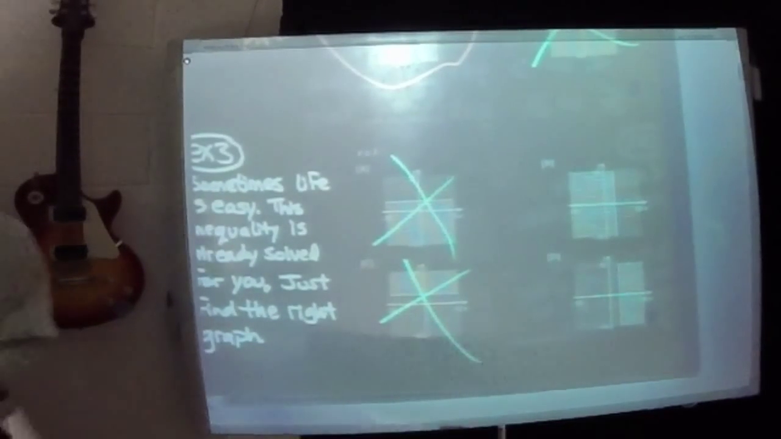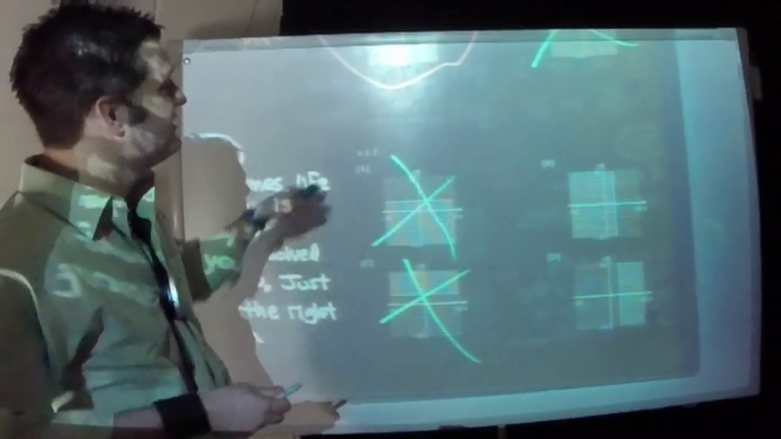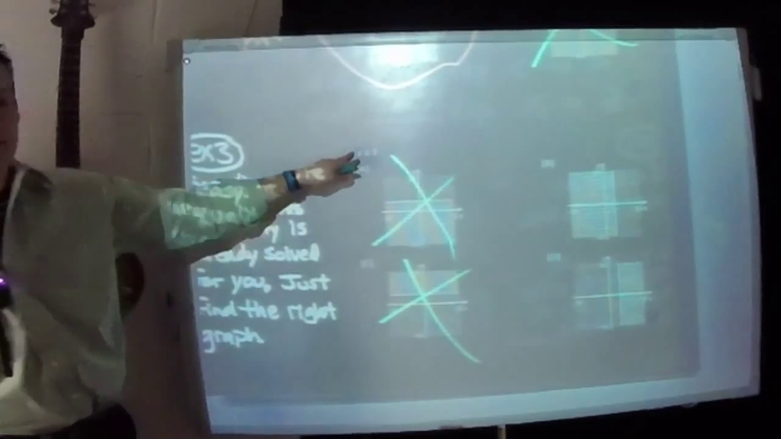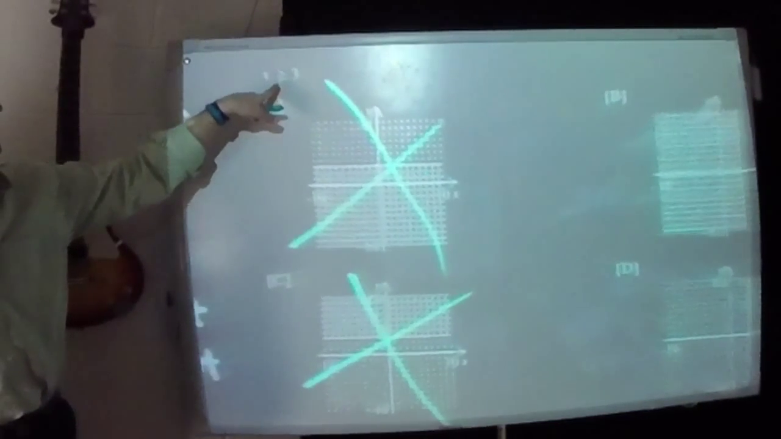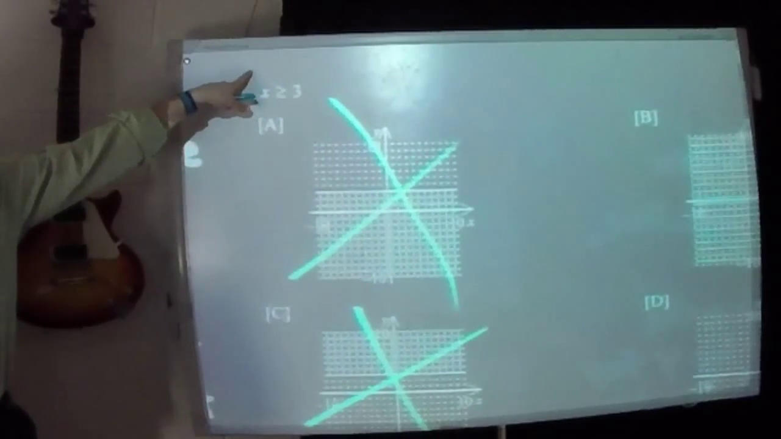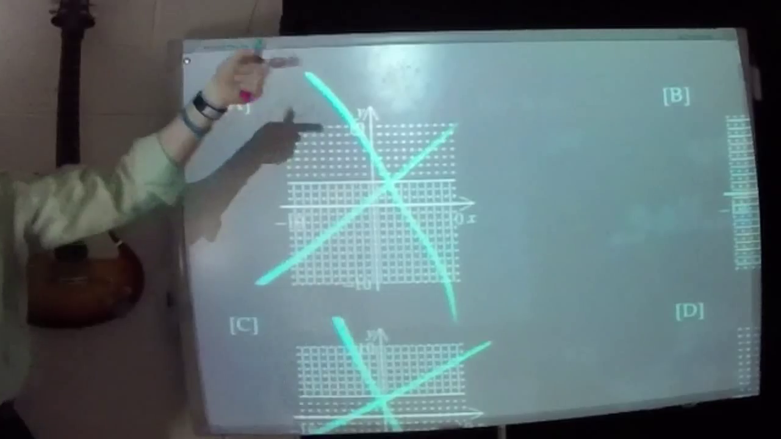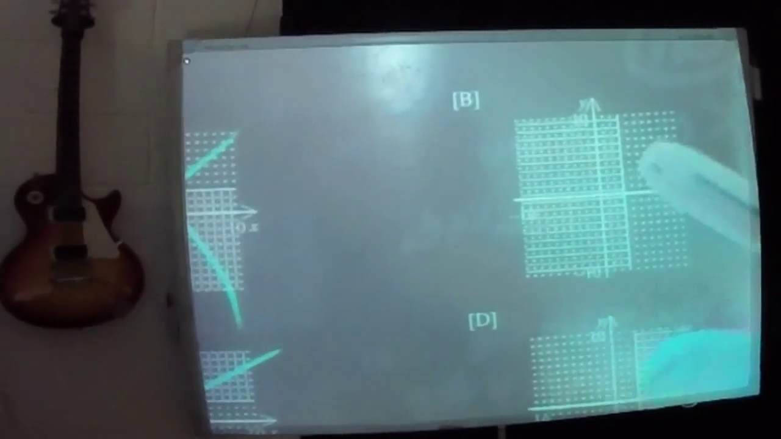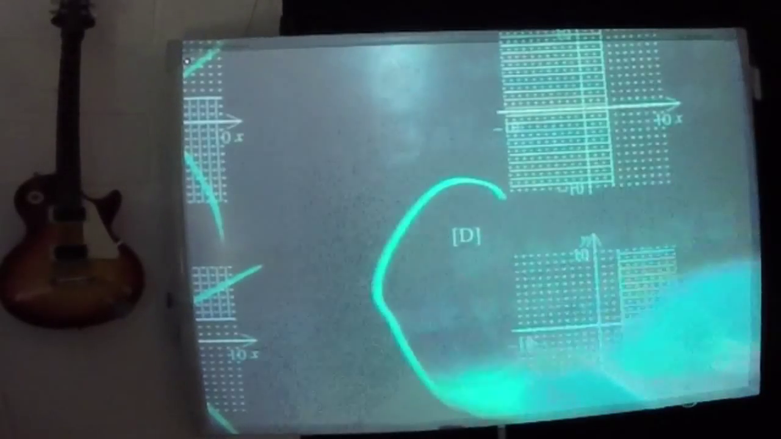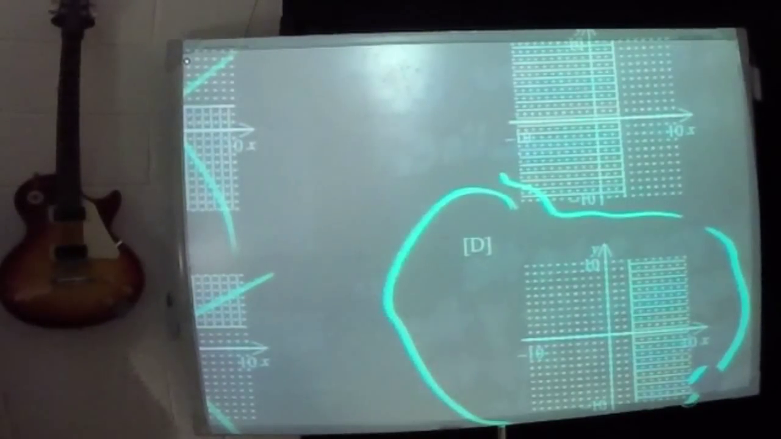All right, now this is the best type of problem because it's pretty much done for you. X is greater than or equal to 3. All you got to care about is the shade. Shade left or shade right when you got greater than on X. Right. Shade right. Which one is shading right? D. And it's that easy. Shade right. Let's get a solid line. Finally for Jeff, solid line. Shade to the right. That's it.